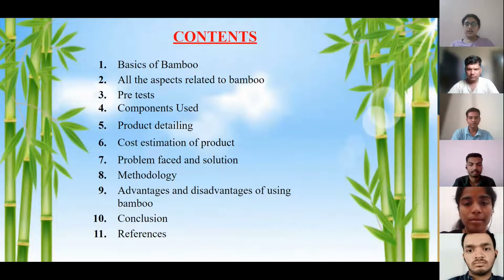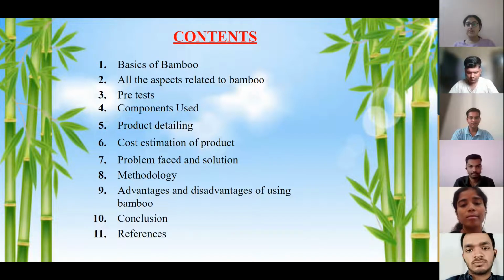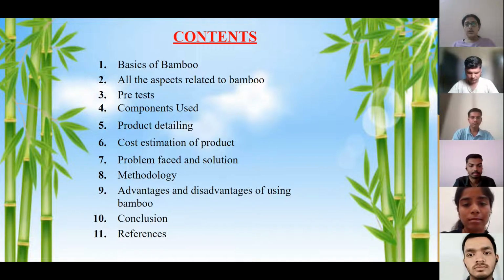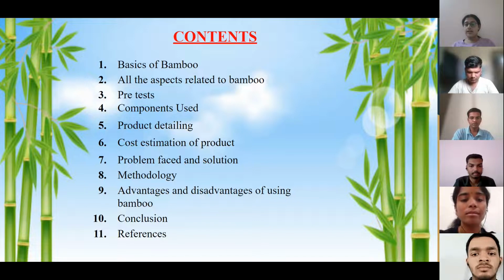The contents included in this presentation are basics of bamboo, aspects related to bamboo, pre-tests, components used, product detailing, cost estimation, problems faced and the solutions, methodology, disadvantages and advantages of using bamboo, conclusions and references.